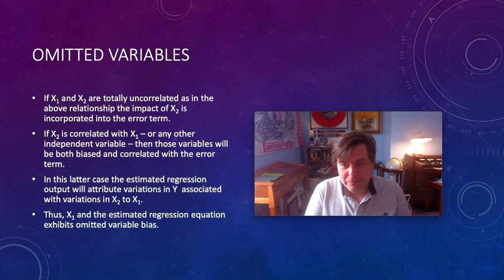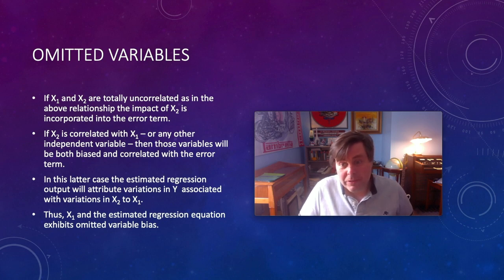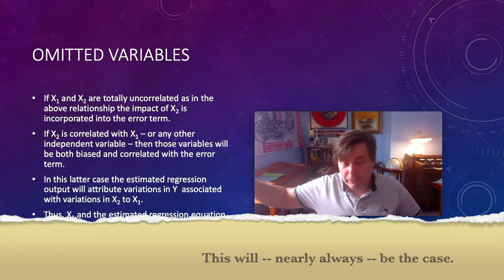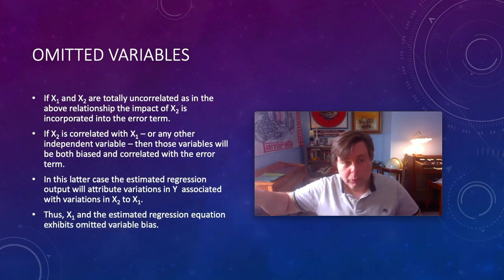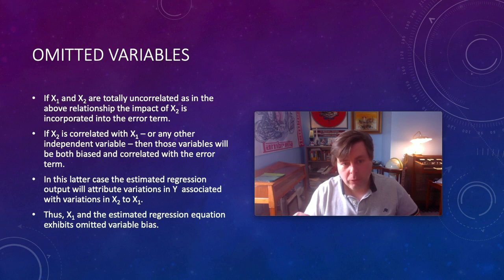Beyond this, the value of that omitted variable gets wrapped up in the error term. Now, if x1 and x2 are totally uncorrelated, as in the above relationship, then the impact of x2 will get fully incorporated into the error term. However, if x2 is in any way correlated with x1, or if we have more independent variables in the true relationship, then those variables will be biased and correlated with the error term.